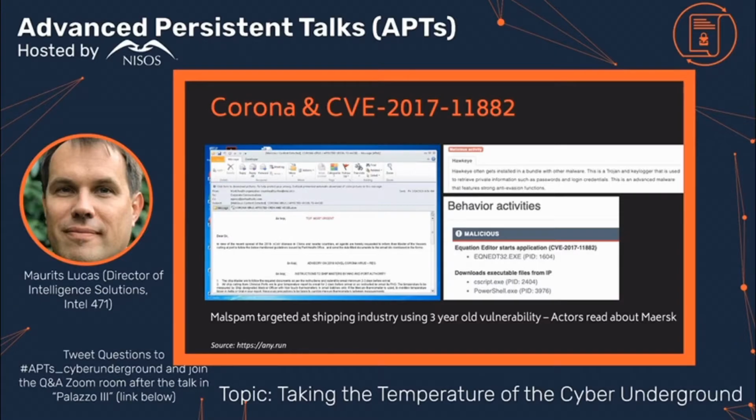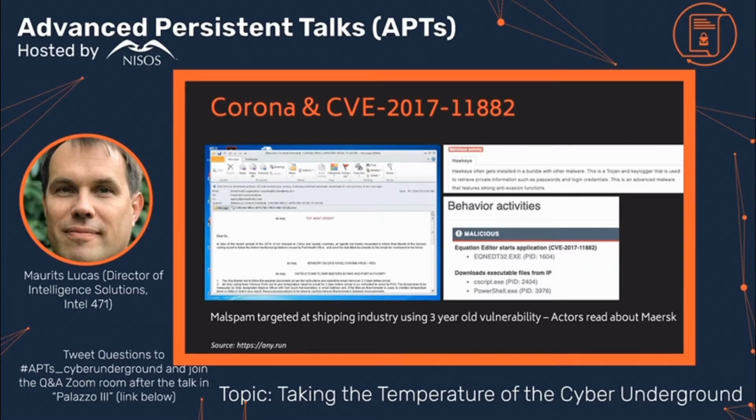Now, the Excel sheet in question, of course, actually has a completely other purpose. The purpose is to install malware. The malware that it installs is a malware family called Hawkeye. And Hawkeye is a category of malware called info stealer. What it will steal is passwords and anything you enter on the keyboard. And so the idea is to steal information.